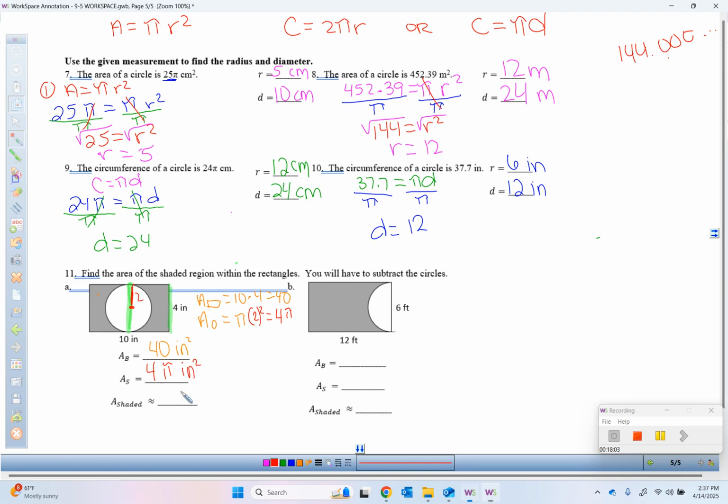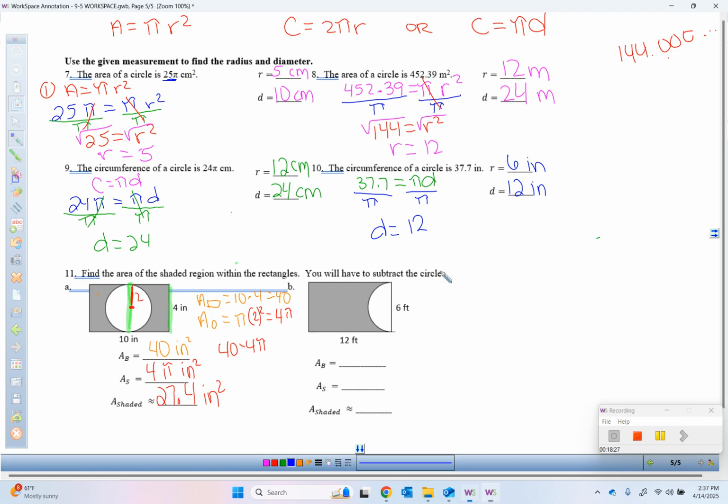Now, to find the area of the shaded area, you're just going to take 40 minus 4 pi. If you put that in your calculator, you should come up with 27.4 inches squared. Okay, so let's look at B. Same thing, only we have a half circle. So we're going to find the area of the whole thing, then find the area of this and subtract it to find the shaded part.